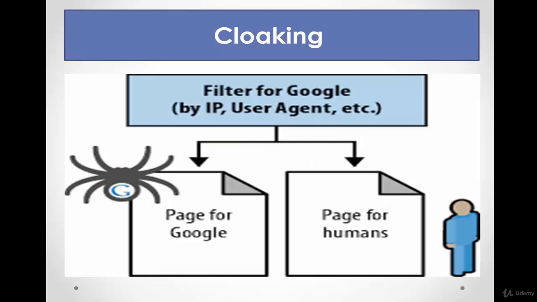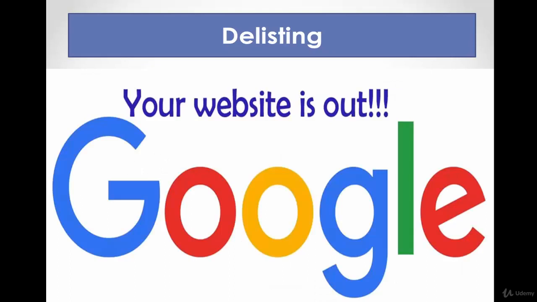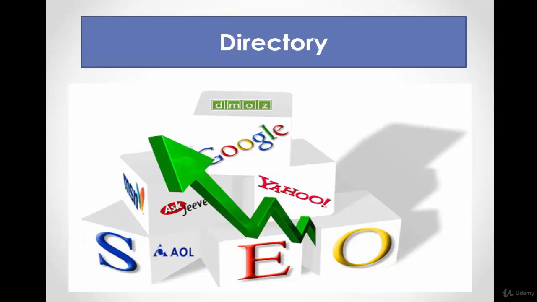Cloaking, a method of tricking a search engine by delivering one version of a website to a visitor and a different web version to a search engine spider. Again, this is the kind of practice that can get your site banned by Google and other search engines. Delisting, removal of your web page from a search engine's index, usually as a result of some sort of spam indexing penalty.